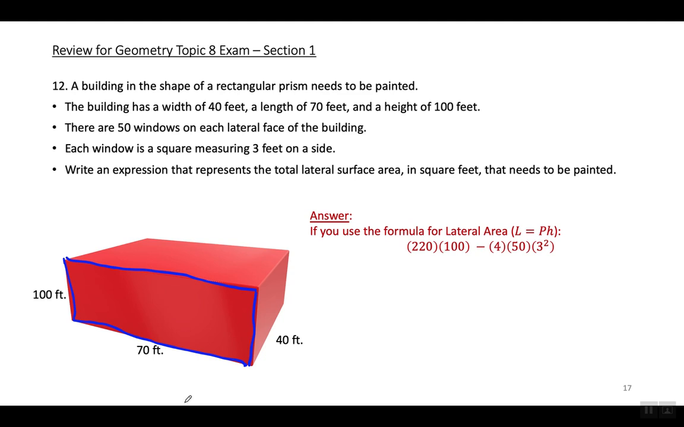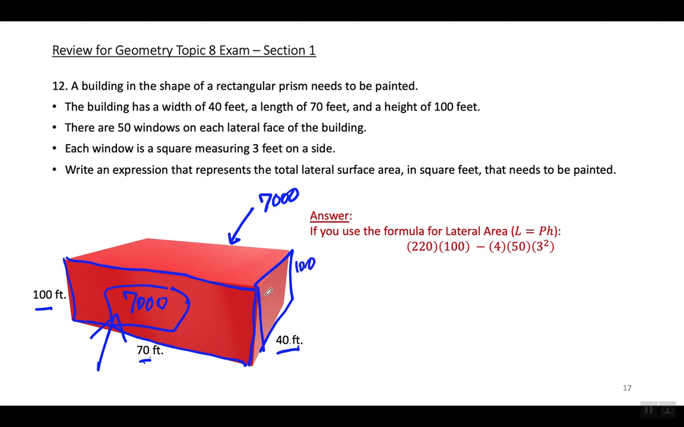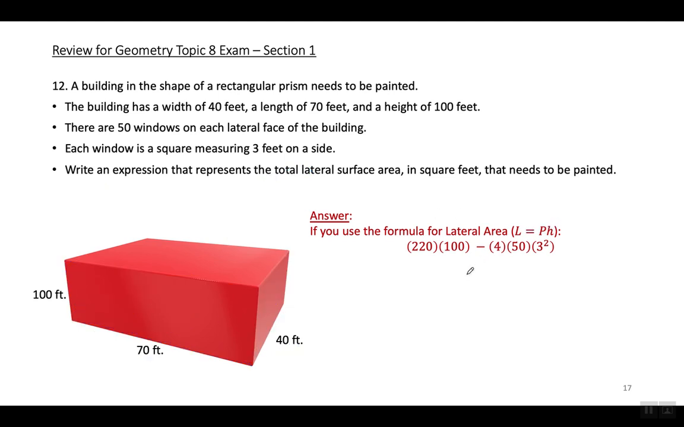Let's say I had to get the lateral area of this rectangular prism. Instead of using this fancy formula, I could just go like this. This is a rectangle. The area of this rectangle is 70 times 100, which is 7,000. This rectangle is the same as the rectangle in the back, so that one's also 7,000, because you do 70 times 100. Now, this rectangle on the side is 40 times the height, which is 100. 40 times 100 is 4,000. And this rectangle is the same as the rectangle all the way on the other side, which is also 4,000. Then you add them up. That would be a perfectly correct way of finding the lateral area without using the formula.